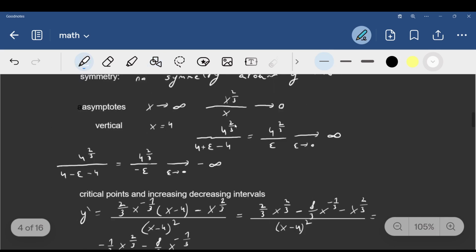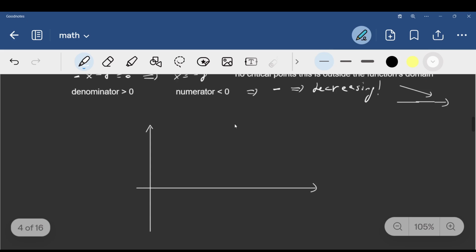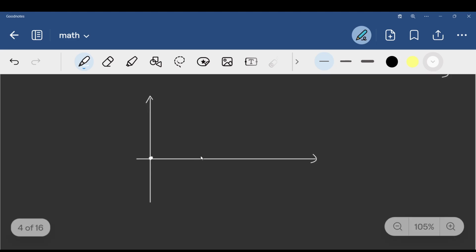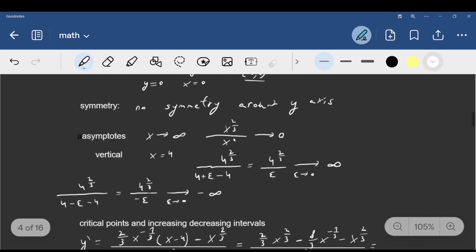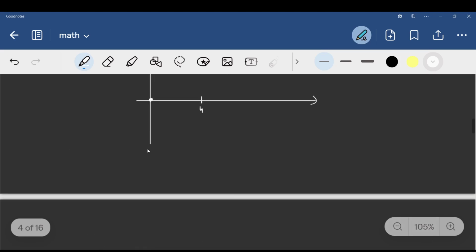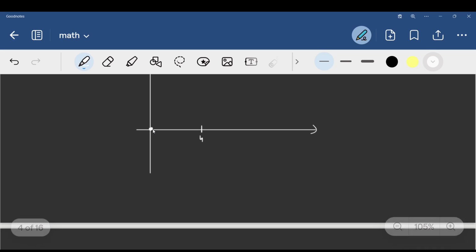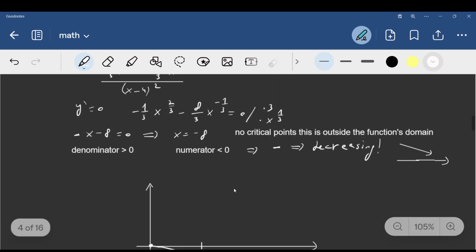Its intercept is simply 0, comma 0. Then it decreases until 4, until x equals 4. But as we approach 4 from the left, the value of the function approaches minus infinity, so it's going to look something like this. Okay, approaching infinity.